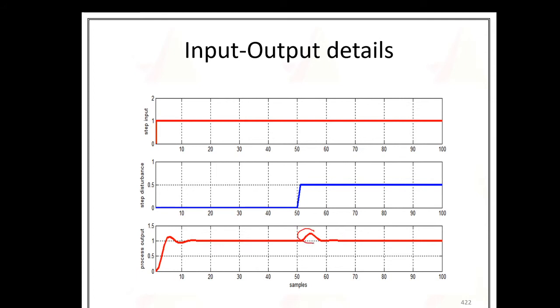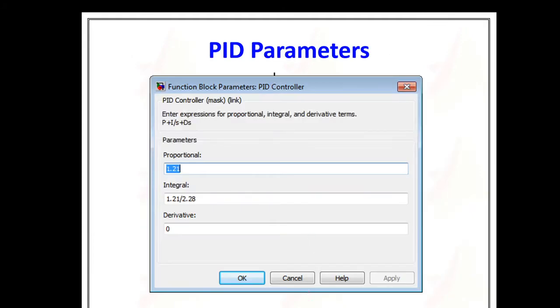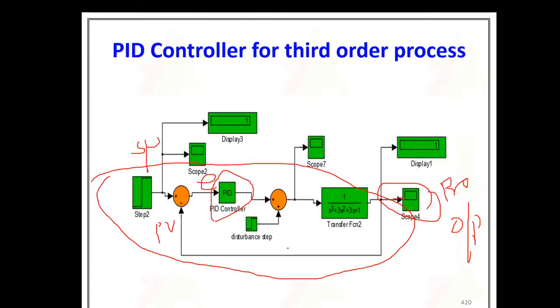So to analyze whether this controller is working, we give various disturbances, whether upward disturbances or negative disturbances, and check whether the controller takes action or not. For that only I am giving the disturbance here. Okay, so this is the example for the PD controller for some third order process.